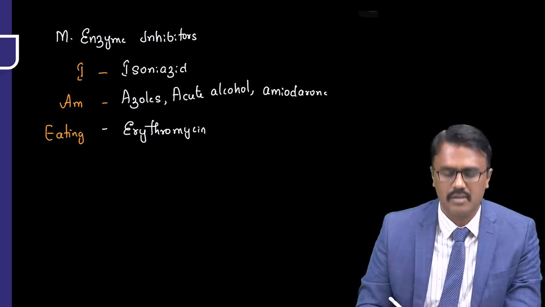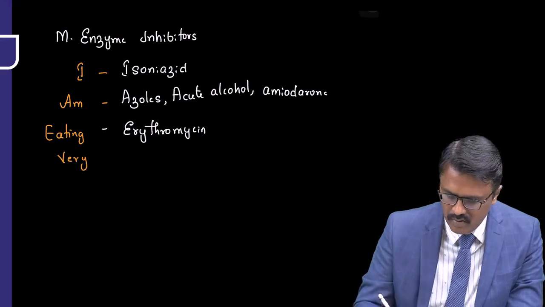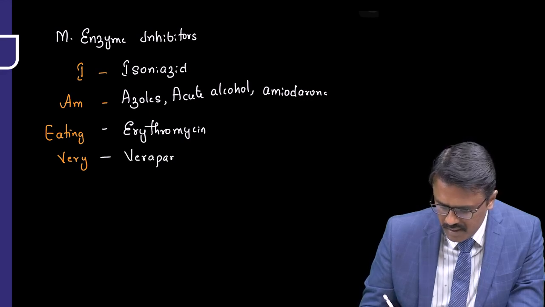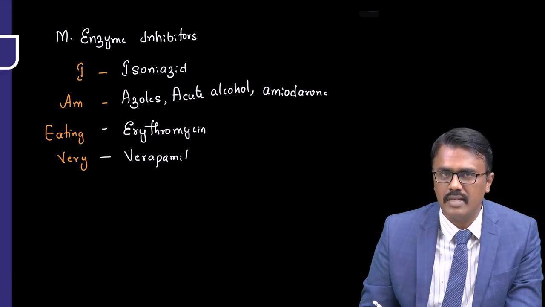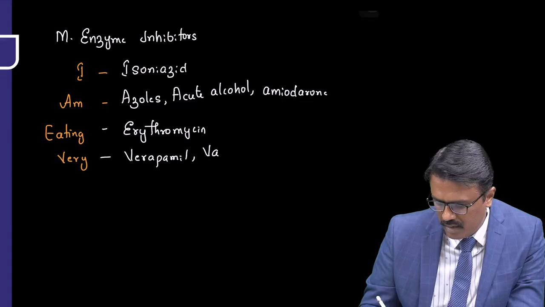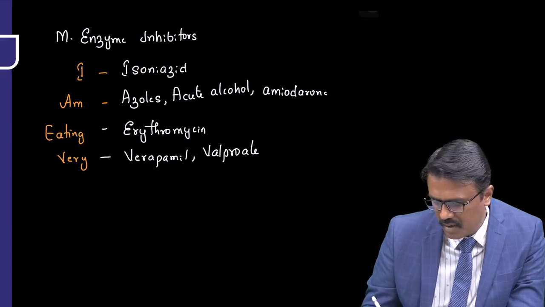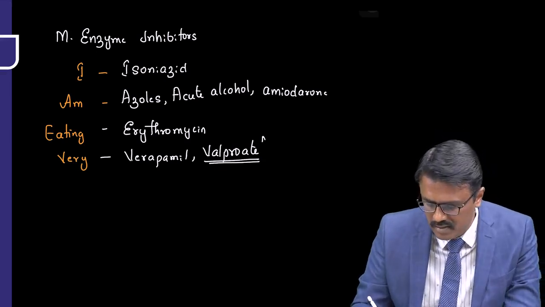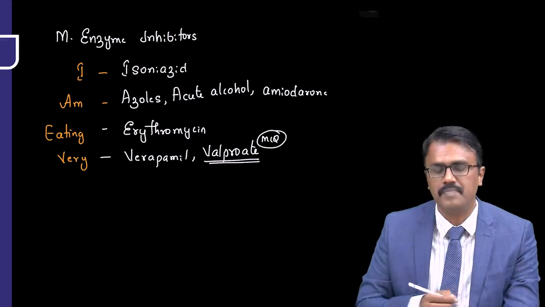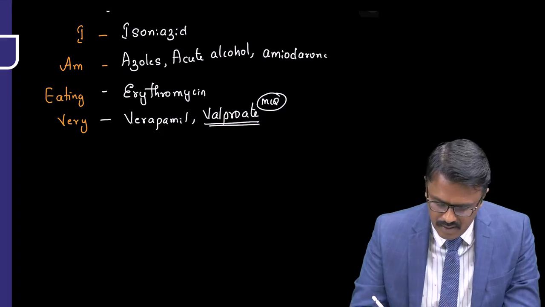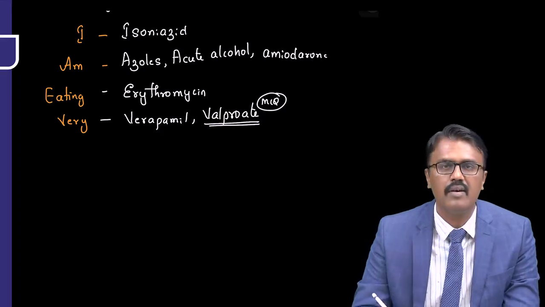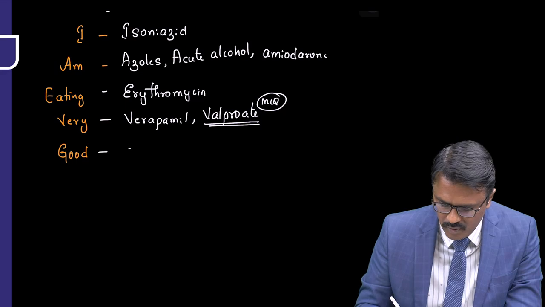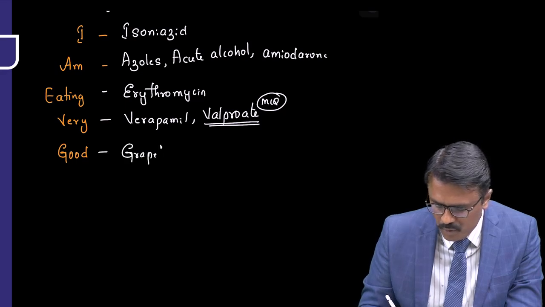I am eating very. What is that V for? A drug called verapamil, that is a calcium channel blocker, and valproate, an anti-epileptic drug. Remember, most of the anti-epileptic drugs are inducers. Valproate is an enzyme inhibitor. Again, this is a frequently asked question in exams. Now, I am eating very good. What is that good for? Good for grapefruit juice.